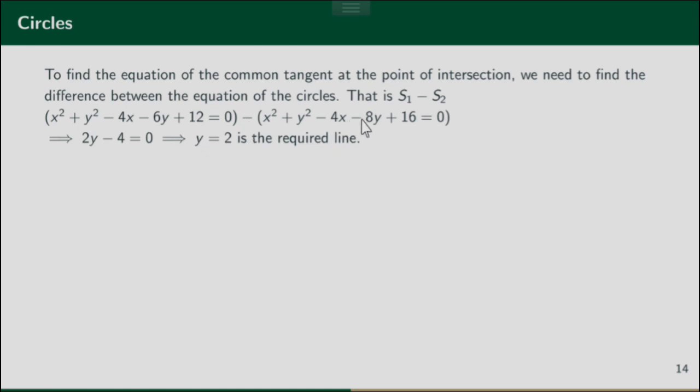Then 12 minus 16, negative 4, is equal to 0 minus 0, which is 0. So taking negative 4 the other way and dividing both sides by 2 will give y equals 2 as the required line. So y equals 2 is the equation of the common tangent at the point of intersection of the circles S1 and S2.